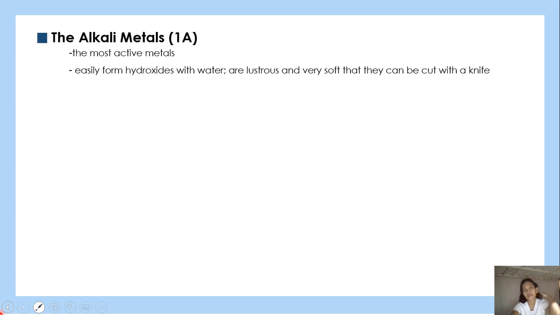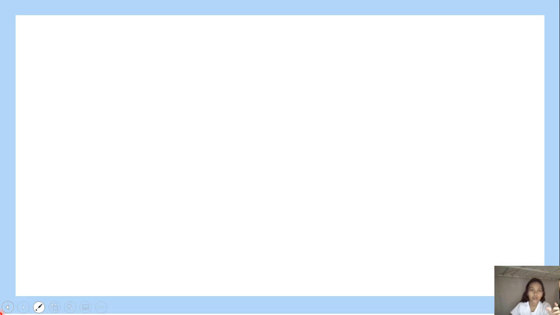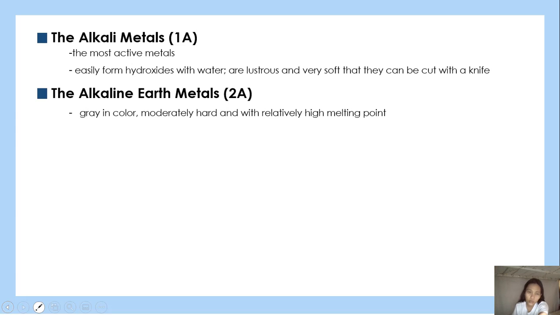We have here the alkali metals, which are group 1A. They are considered to be the most active metals. As you can observe, they easily form hydroxides with water, are lustrous, and are very soft that they can be cut with a knife. And then the next one is the alkaline earth metals, in group 2A. They are generally gray in color, moderately hard, and with relatively high melting points.